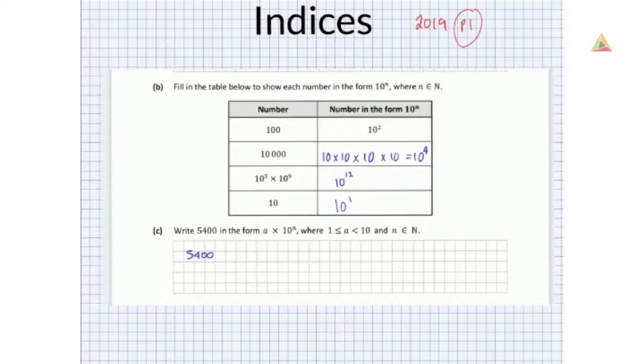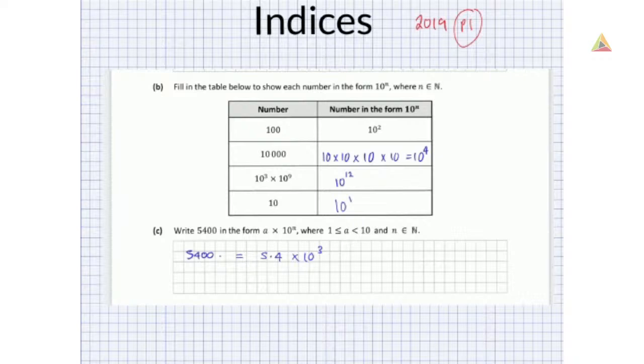So the way I usually do this is I put in a decimal place here and I count back to the first digit, because they only want one digit, as you can see there. So if we count back 1, 2, 3, so that's going to become 5.4 by 10 to the power of 3.